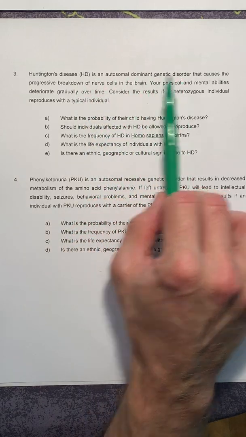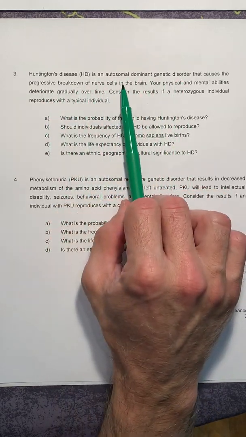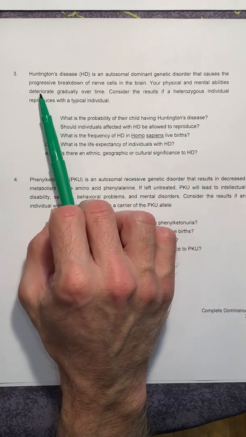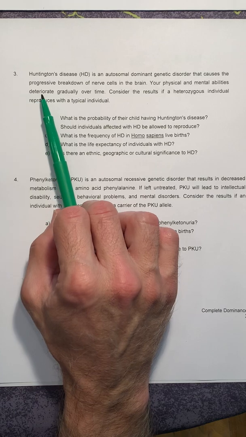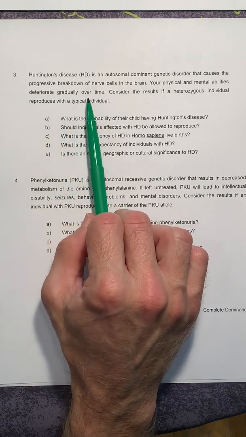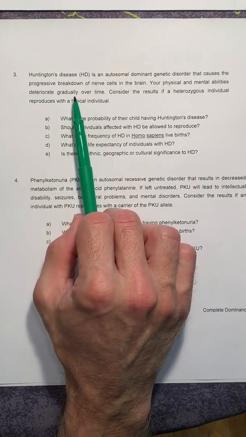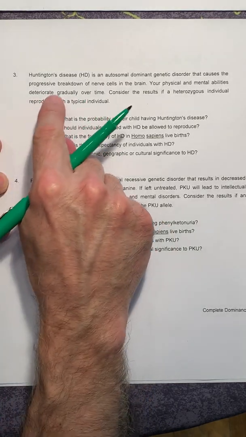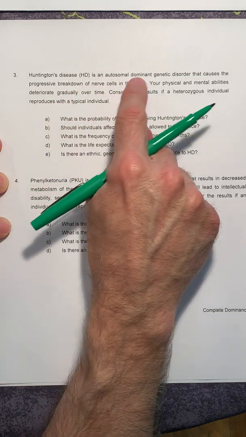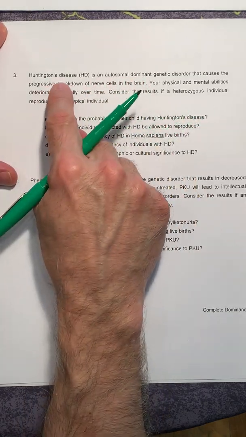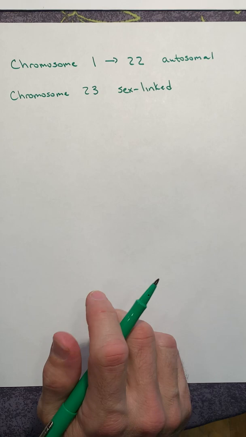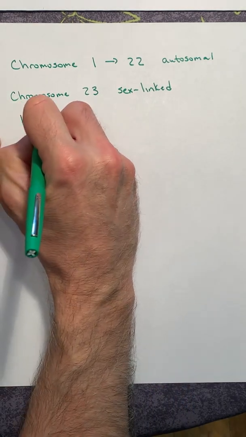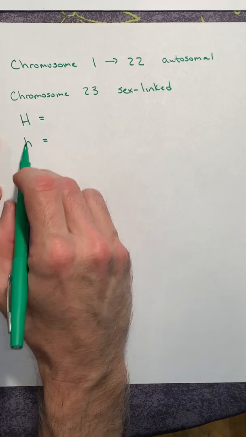It's a genetic disorder that causes the progressive breakdown of nerve cells in the brain. Your physical and mental abilities deteriorate. They break down. They erode. They deteriorate gradually over time. The person knows that they're mentally and physically fading. It's very, very serious. So it is a degenerative disorder that is dominant. Since the name is Huntington's, let's use H for our letter. So you have your capital H and your lowercase h for your dominant and your recessive.